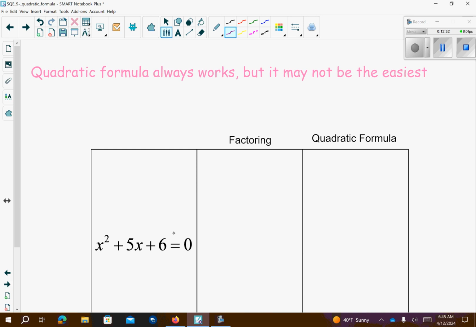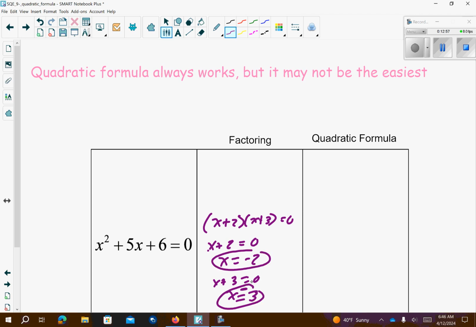So if I factor this, it's going to factor to (x + 2)(x + 3). If I set each of those equal to 0, subtract 2, subtract 3. There's our answers, -2 and -3. Let's see if we can do the quadratic with this, though.